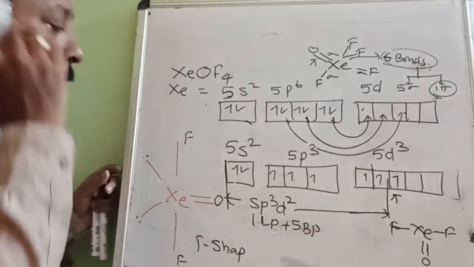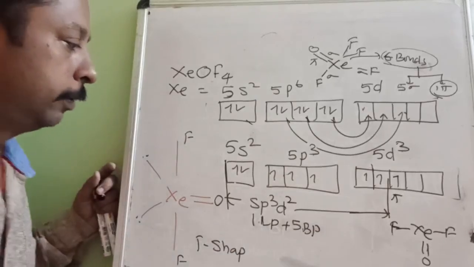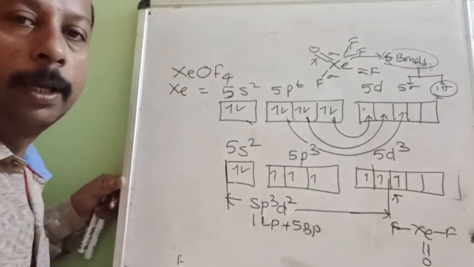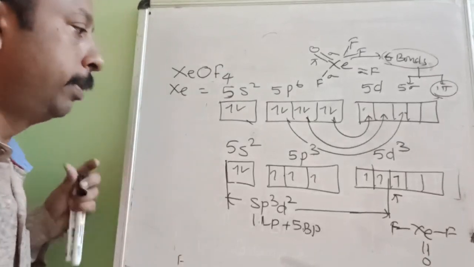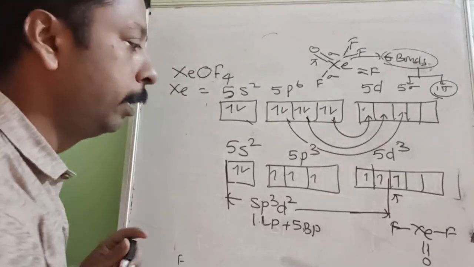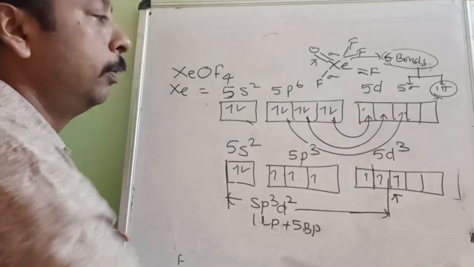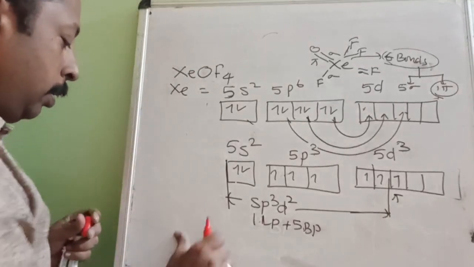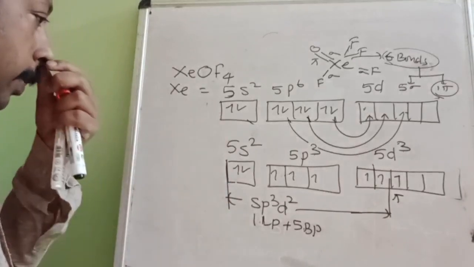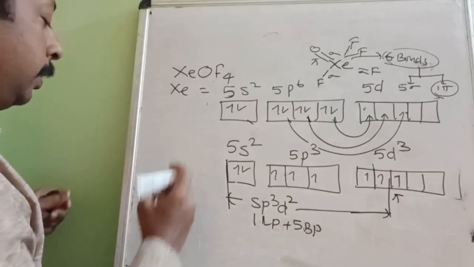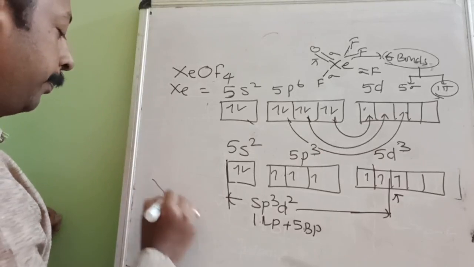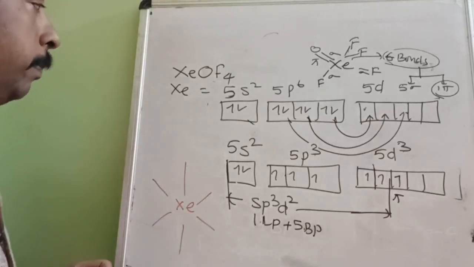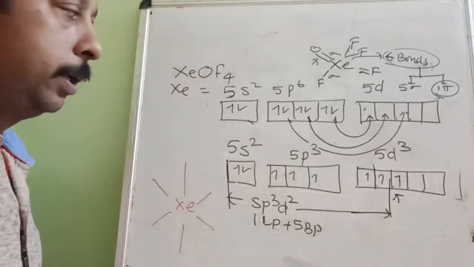Okay. So what is the answer here? sp3d2. What should be the shape? Square bipyramidal. It should be square bipyramidal. Okay. So for square bipyramidal, what will I do? Tell me. I will make a square at the center, and a pyramid. But the main problem is that one lone pair is also there.